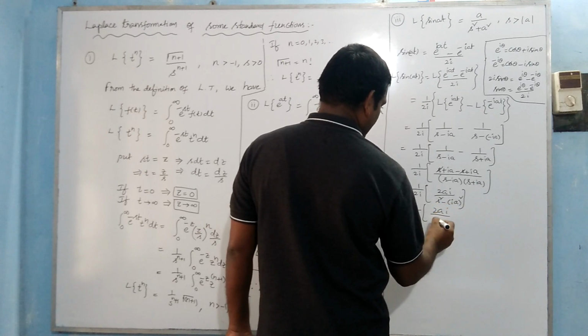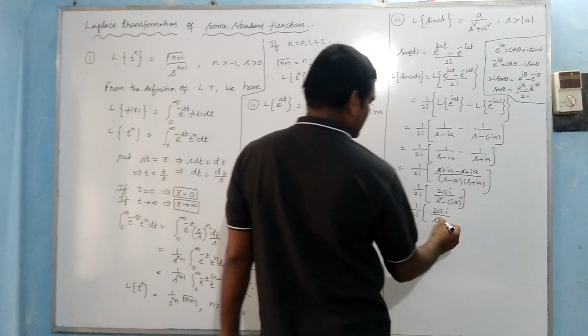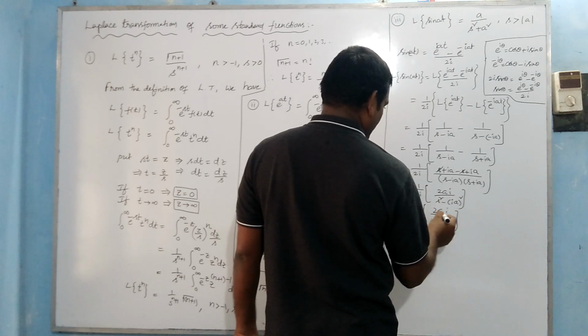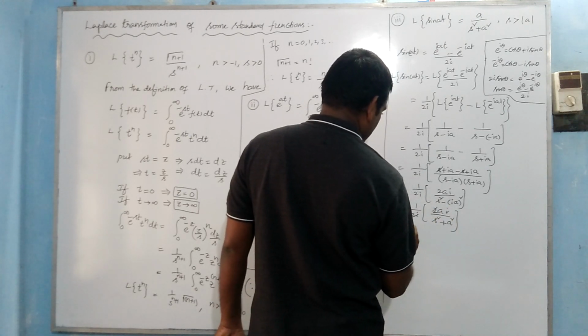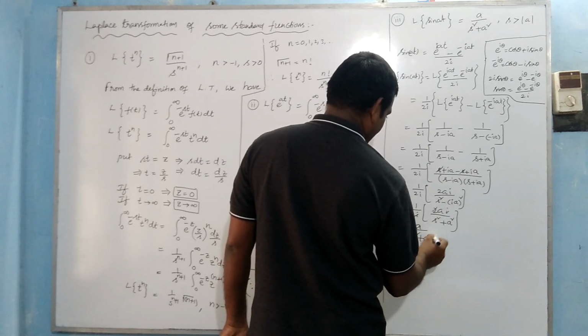So 1 by 2i times 2ai by s square. So here i square a square. So i square is minus 1, s square plus a square. So here 2i cancel. So finally we get a by s square plus a square.